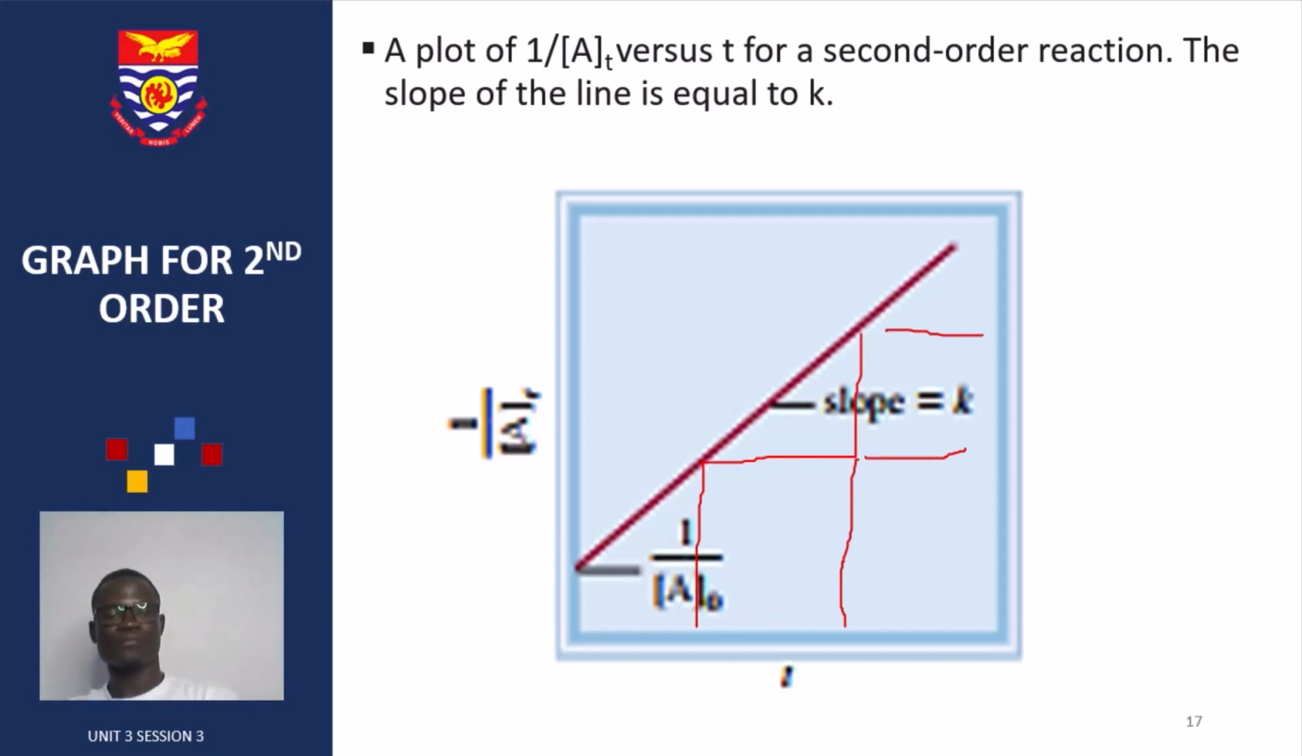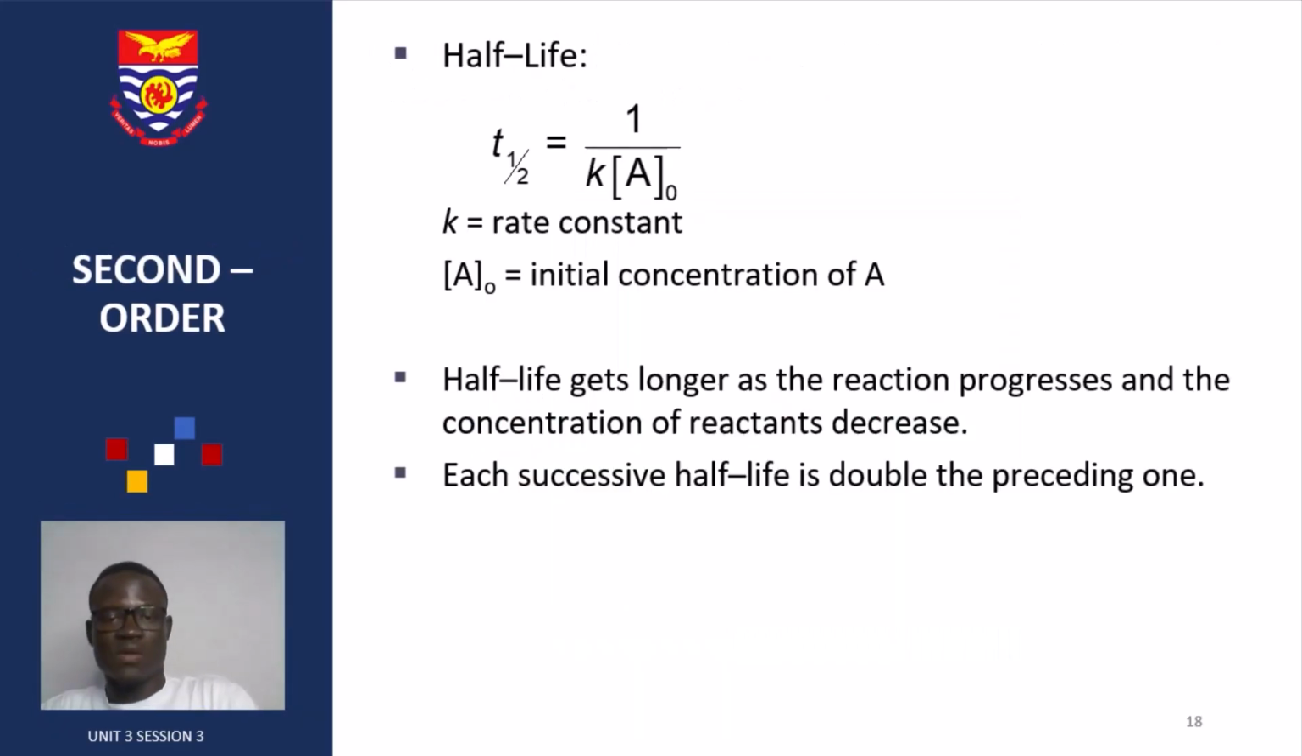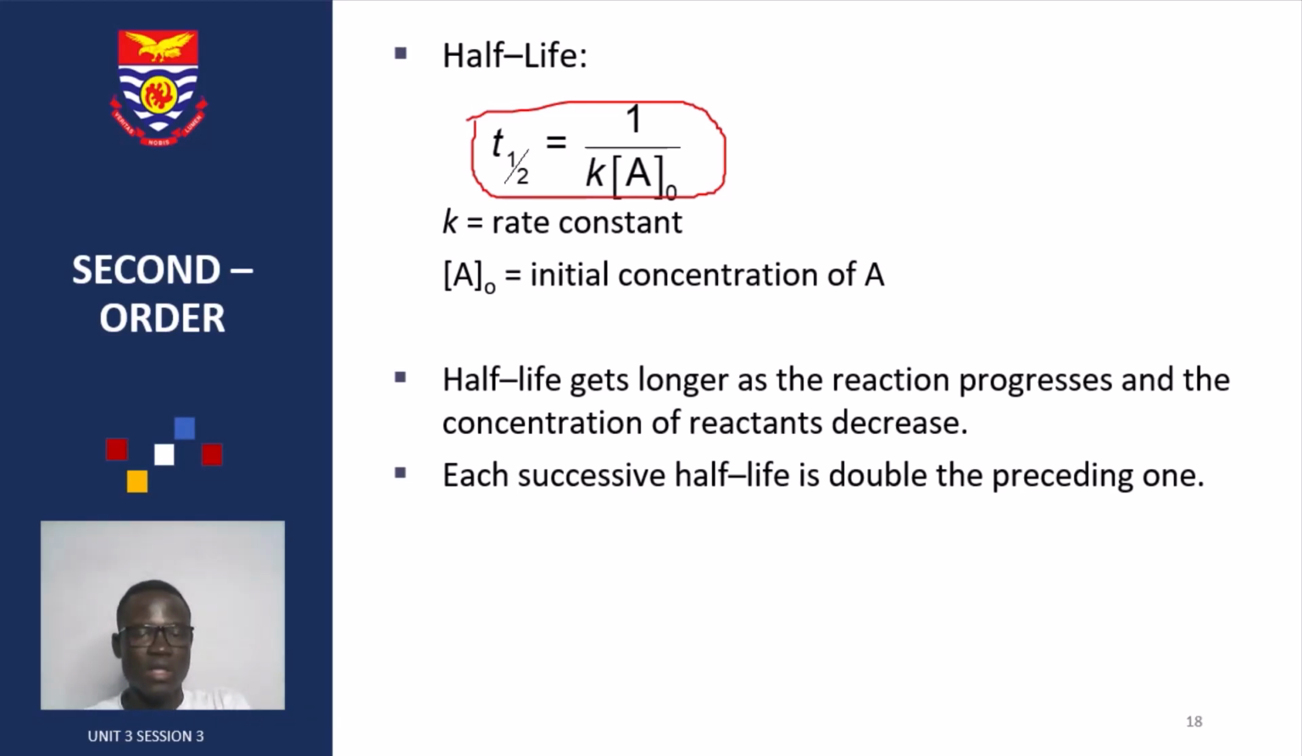Okay. So, like we said, the half-life of a second order reaction is given by the equation: half-life is equal to 1 over the rate constant times the initial concentration of A. Now, the half-life gets longer as the reaction progresses and the concentration of reactant decreases. So, each successive half-life is double the preceding one.